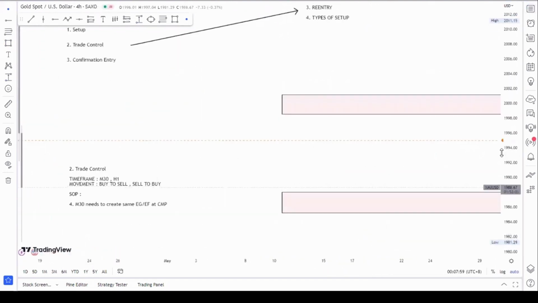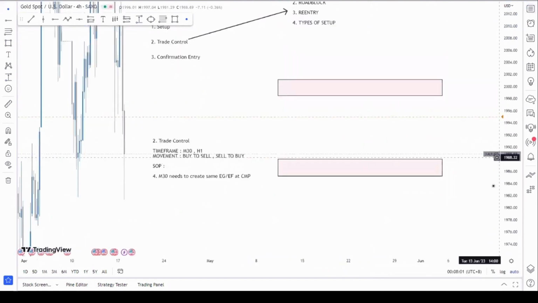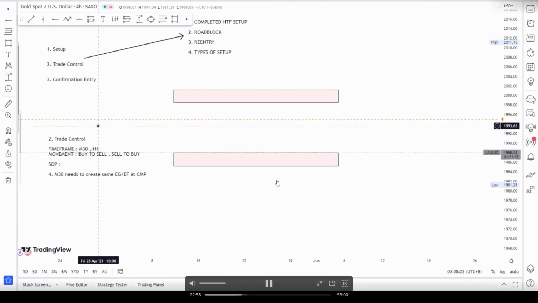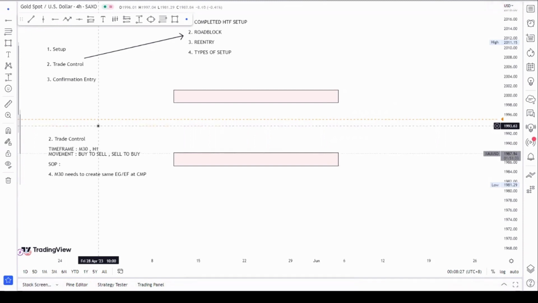Like I said before, the entity needs to create the same engulfing or engulfing fail at CMP. I always tell this to my students: the chart is trying to speak to us. It's actually speaking to us. Wait, wait, I'm sending this to my group.